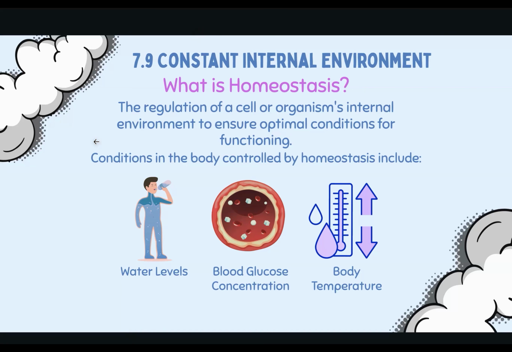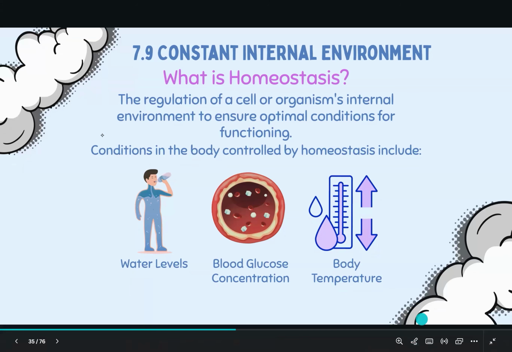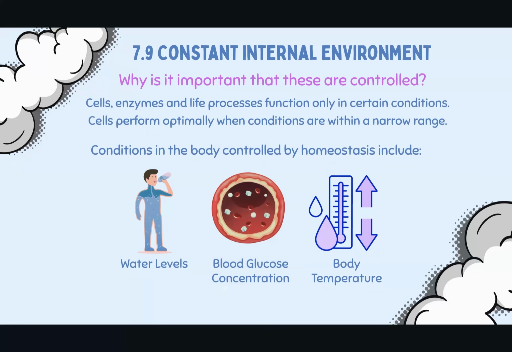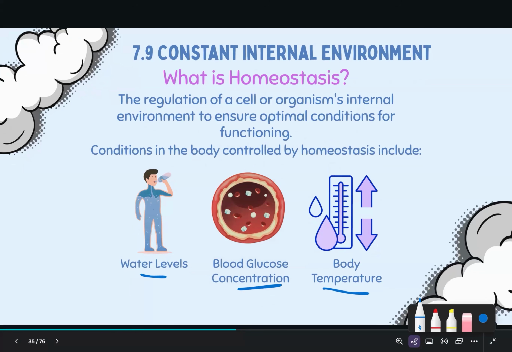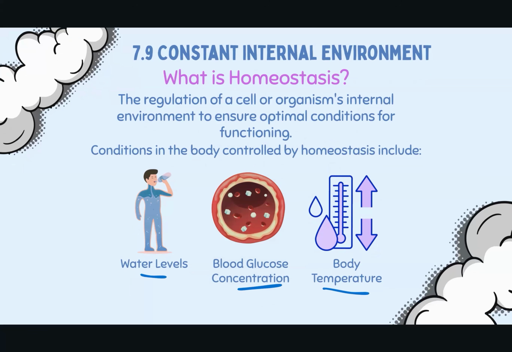Okay, so we're going to continue from 7.9. What is homeostasis? So homeostasis is the regulation of a cell or organism's internal environment to ensure optimal conditions for functioning. What that means is the body's attempt to keep temperature the same, to keep the glucose concentration the same, to keep water levels the same, even keeping certain hormone levels the same as well. So that's homeostasis, is the body controlling certain things.